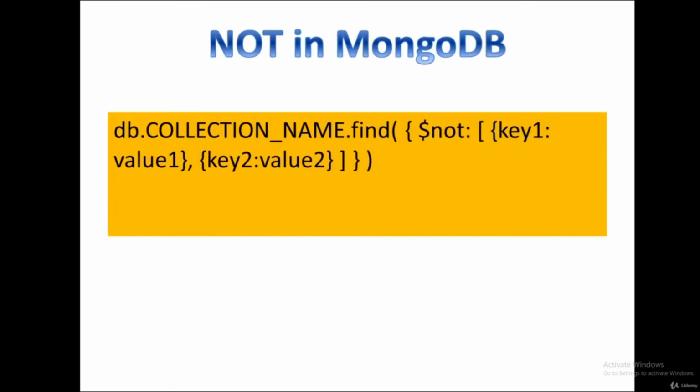Third is logical NOT, and the syntax is db.name of the collection.find in bracket $not colon, in square bracket you can specify the key value pairs. It will give all the documents except those specified in an array.